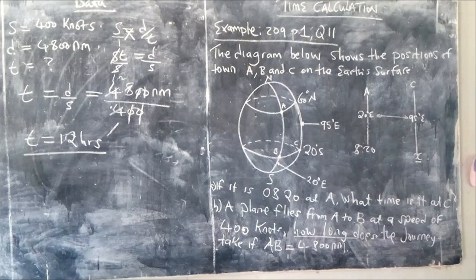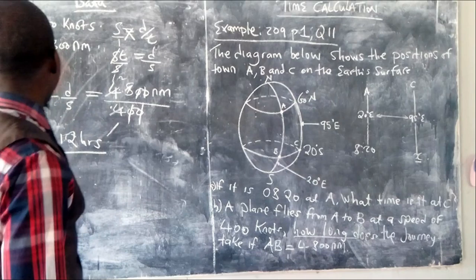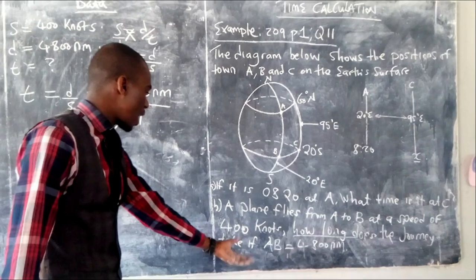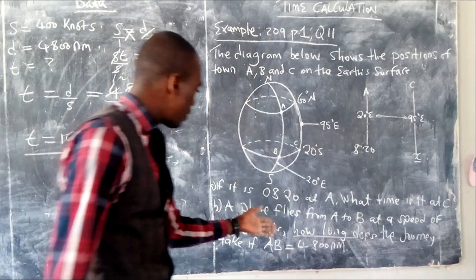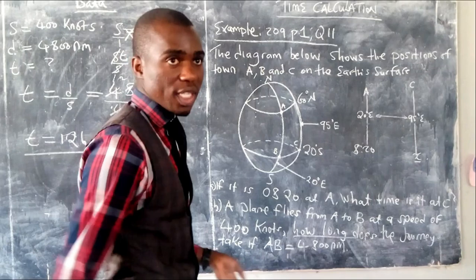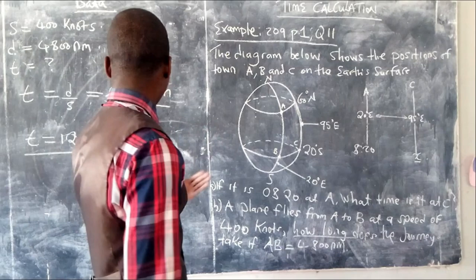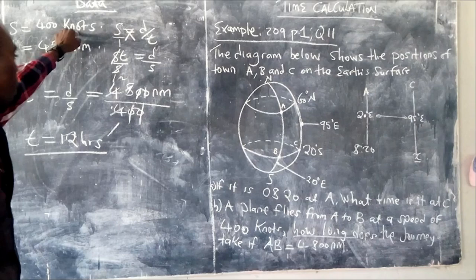Alright. In some instances, they will ask you to find speed. So make sure that every time you are dealing with speed under geometry and they want you to find the speed in knots, make sure you convert. If they give you the distance in kilometers, then the distance should be converted to nautical miles. Time should always be in hours, then distance should always be in nautical miles. So nautical miles and hours is what makes the knots. Alright.